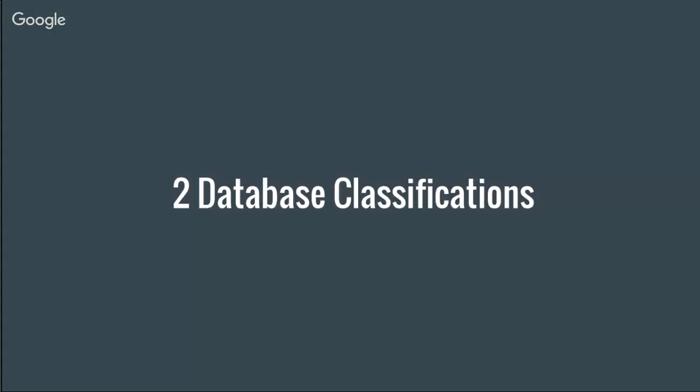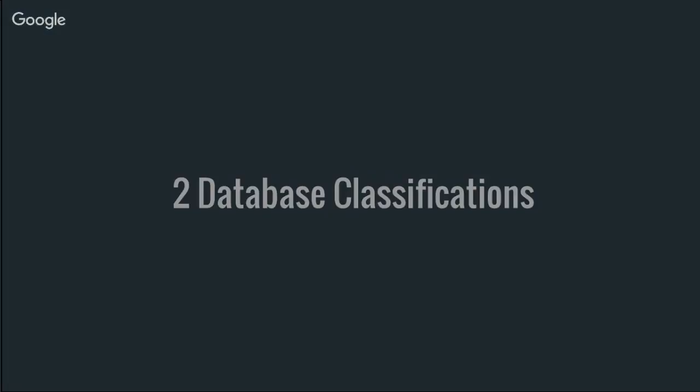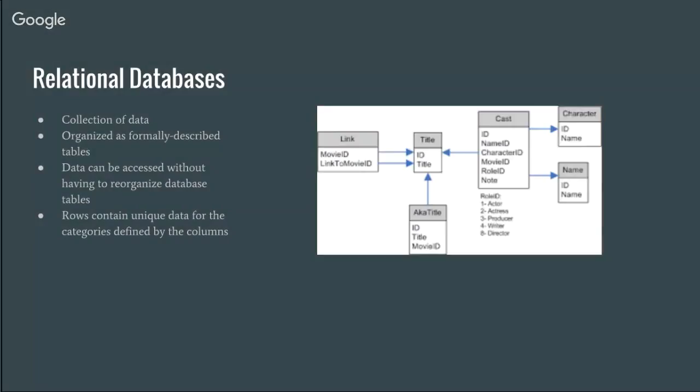Now I'd like to move into the two distinct classifications of databases. The first classification is called relational databases. Relational databases are formally defined as a collection of data items organized as a set of formally described tables from which data can be accessed or reassembled in many different ways without having to reorganize the database tables. The standard user and application program interface to a relational database is known as Structured Query Language, or SQL. And I will talk more about that on the next slide.